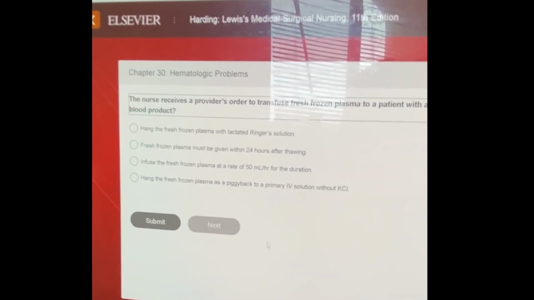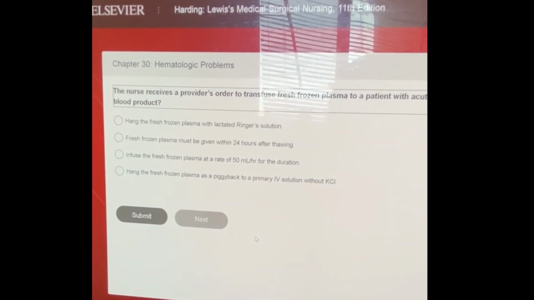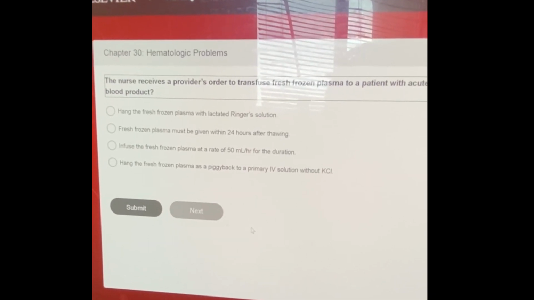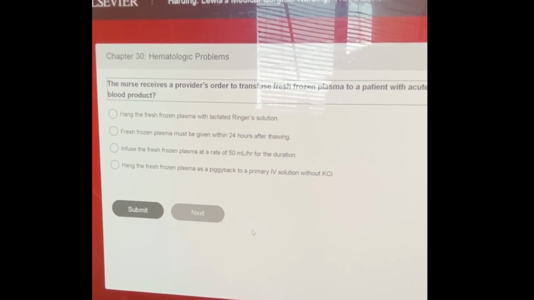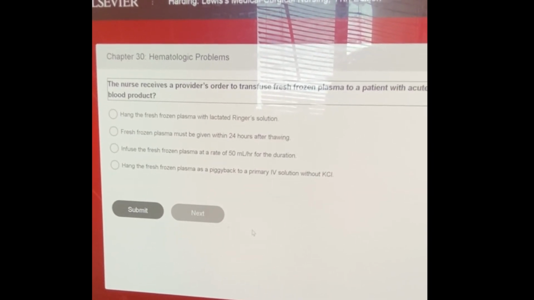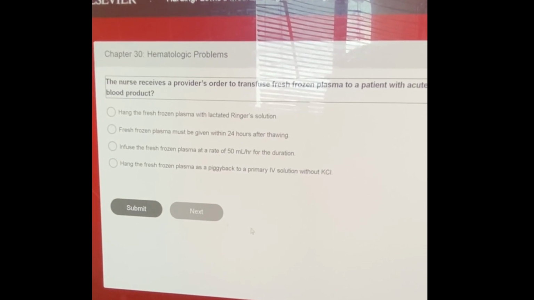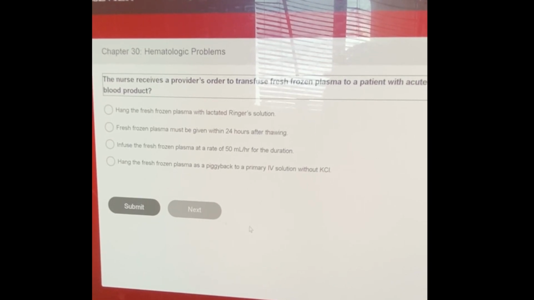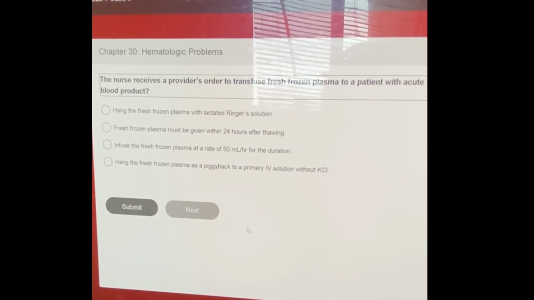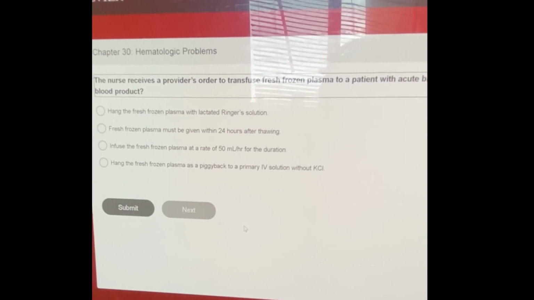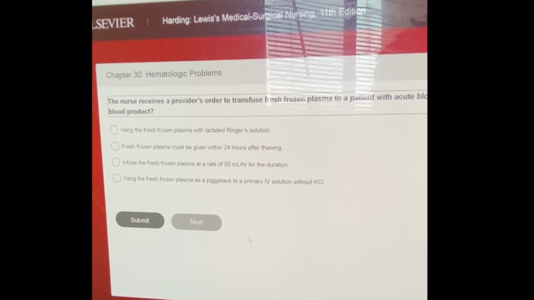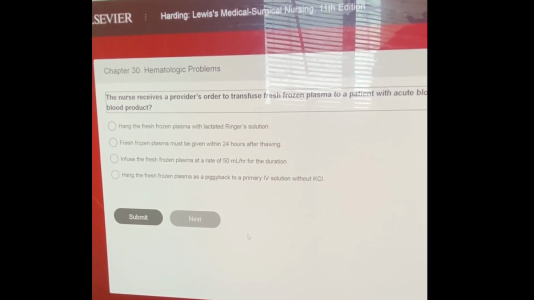Most appropriate. Right. So, hang the fresh frozen plasma with the lactated ringer solution. Fresh frozen plasma must be given within 24 hours of thawing. Infuse the fresh frozen plasma at a rate of... Hang the fresh frozen plasma as a piggyback to a primary without KCl. Most appropriate for infusing. Okay, 24 hours. That's not a procedure. I mean, it is a procedure. It must be given.